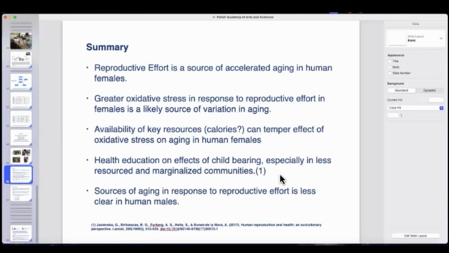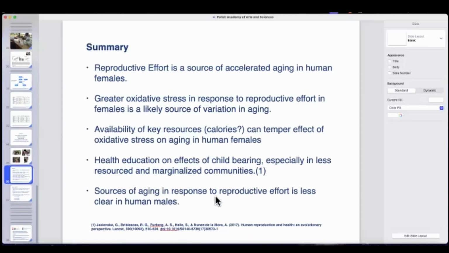I put this little reminder here for me that Grażyna and her colleagues, we contributed to a paper in the Lancet on how human reproduction and health can be informed by an evolutionary perspective. And in that particular paper, there was a lot of discussion on the important contributions for understanding things like reproductive cancers. But I think that can be broadened, in terms of how childbearing can affect long-term health prospects and how informed reproductive health would be beneficial for women's reproductive health.